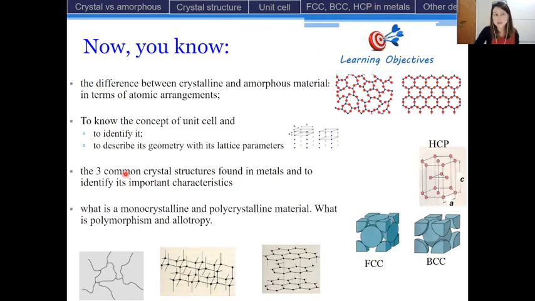So at the end of this class, you know the difference between crystalline and amorphous materials in terms of atomic arrangement. You know the concept of unit cell, and you know how to identify it, to describe its geometry with its lattice parameters. We saw the three common crystal structures found in metals, and we identified the important characteristics of the FCC, BCC, and HCP. And also we presented the definition of monocrystalline and polycrystalline materials. We introduced what is polymorphism and allotropy. And we also introduced how the grains are formed. And we made the relationship between the concept of unit cell and the concept of grains in crystalline materials.